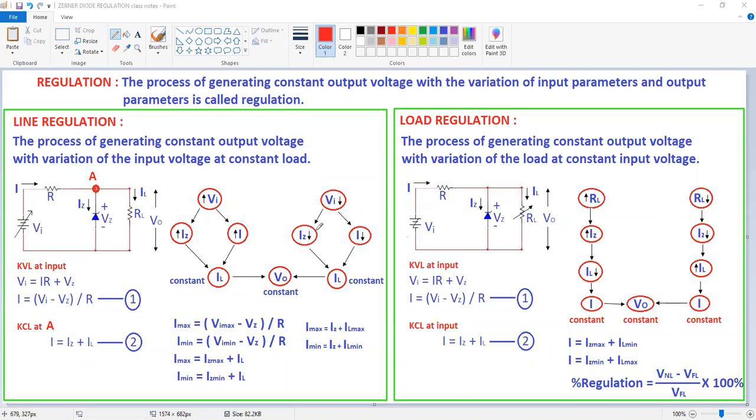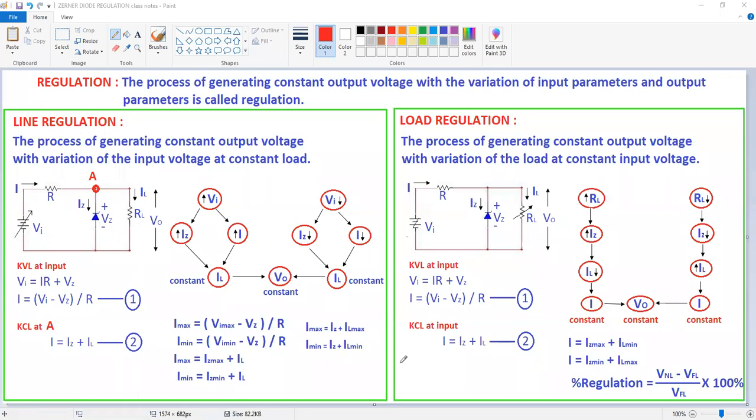If these two components are decreasing, what will happen to this IL from this equation? Here, I is decreasing, IZ is decreasing. To satisfy this equation, IL must be constant. If IL is constant, RL is already constant, so the output voltage is constant. It means when you increase the input voltage or decrease the input voltage, the output voltage is constant.